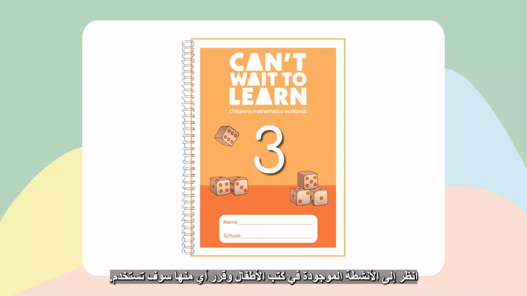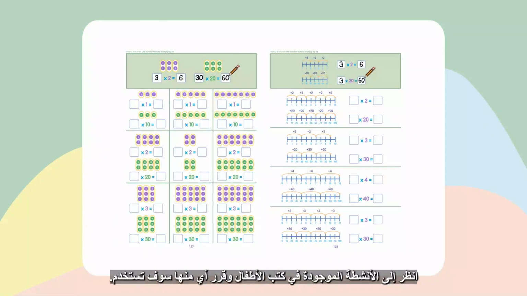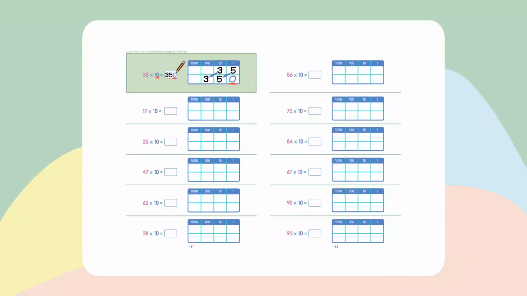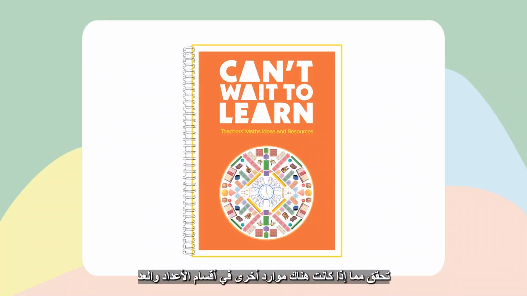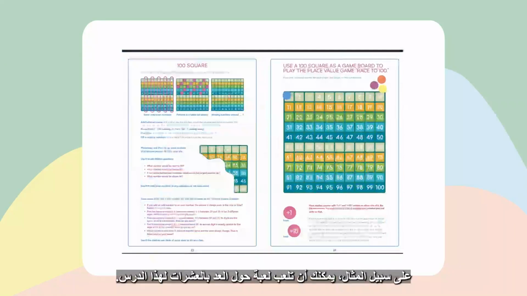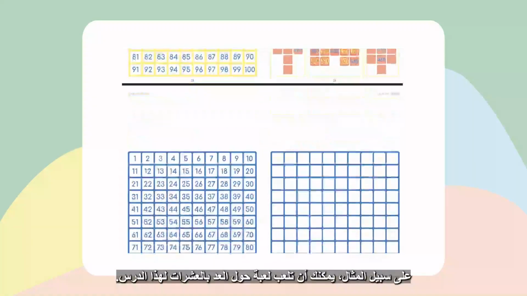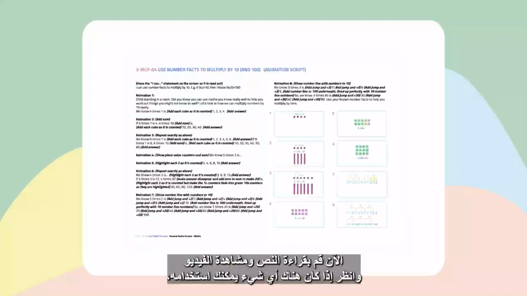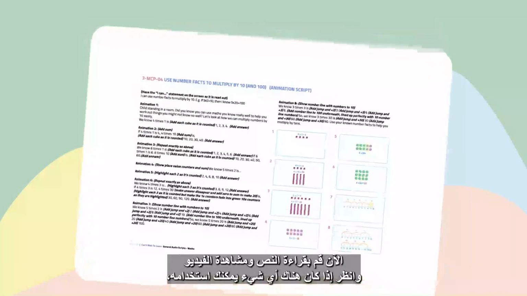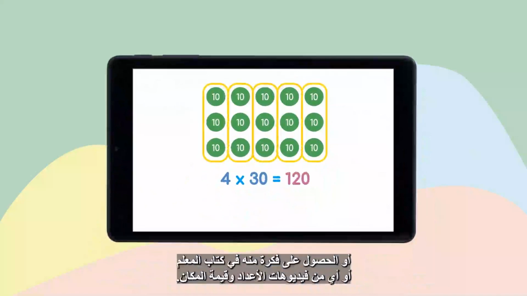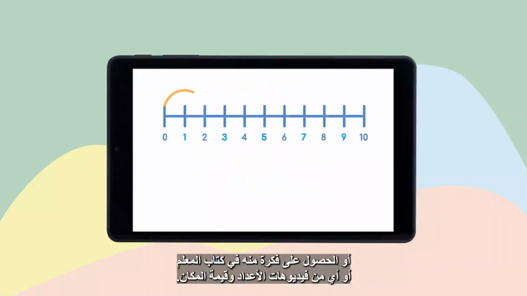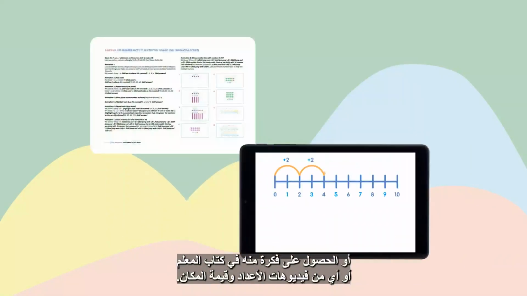Look at the activities in the children's book and decide which ones you will use. See if there are any other resources in the number and counting sections. For example, you could play a game about counting in tens for this one. Now read the script and watch the video and see if there's anything you could use or get an idea from in the teacher's book or any of the number and place value videos.